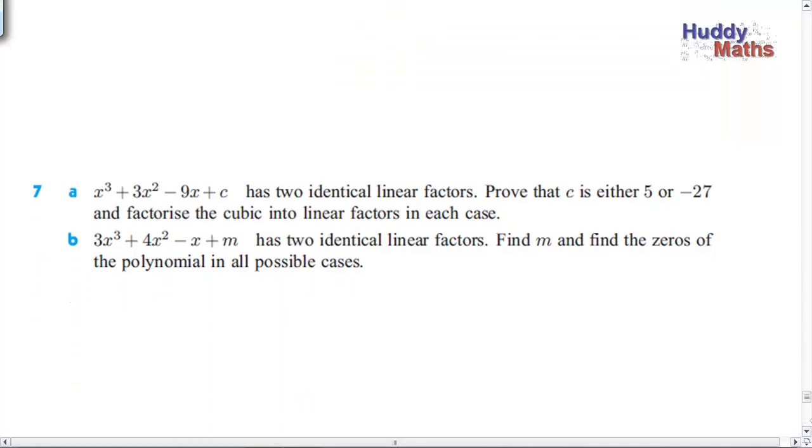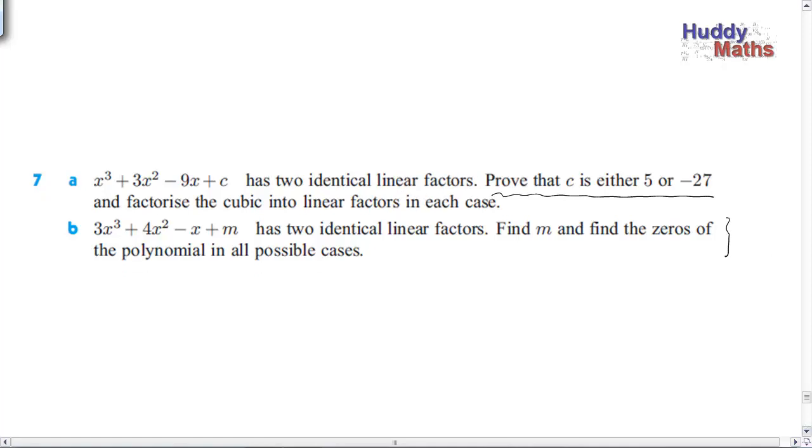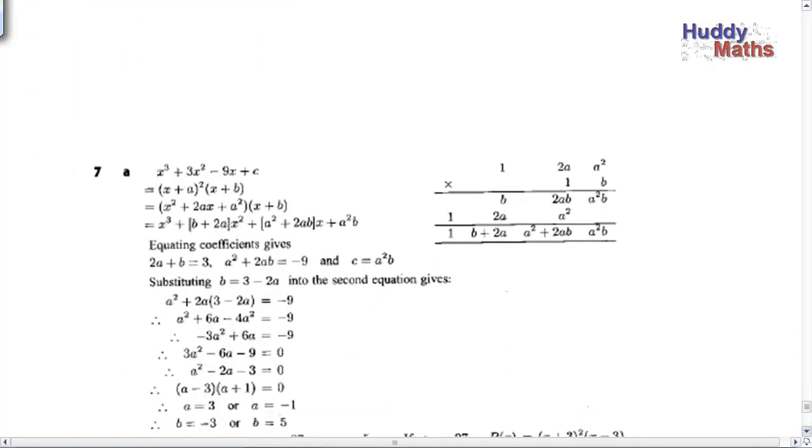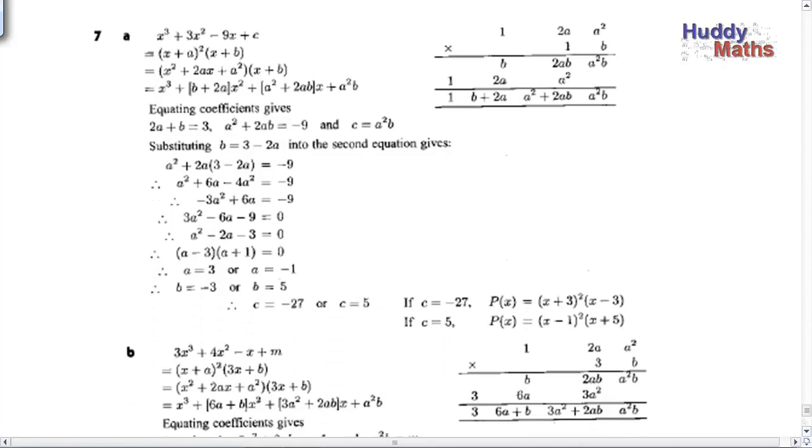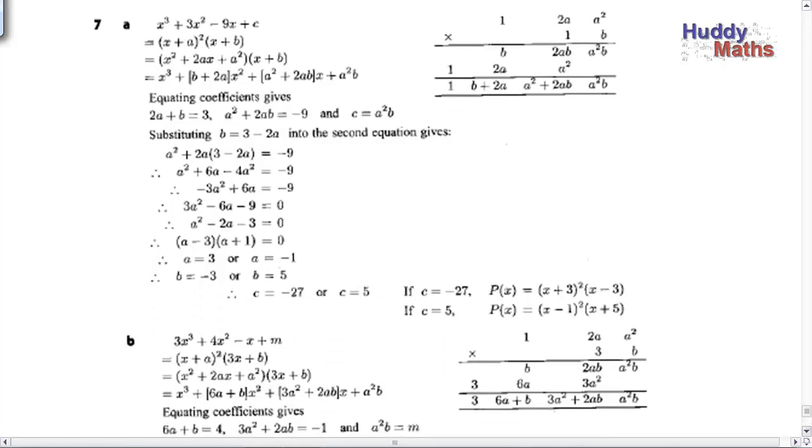All right, so here we are. It's two identical linear factors. So the same idea here, and prove that. So you need all the details that c is either 5 or neg 27. All right, similar here, similar approach. So have a go. I'll show you the answers now, and then we're finishing up. Okay, so there's 7a, and 7b is there.